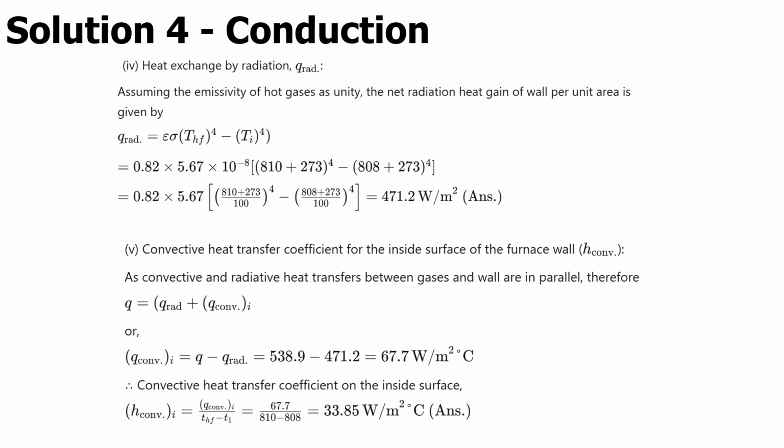Now, to find the convective heat transfer coefficient of the inside surface, we divide the convective heat flux by the temperature difference between the hot fluid and the inner surface. So 67.7 divided by 810 minus 808 yields approximately 33.85 watt per square meter degrees Celsius. This concludes our detailed solution for example 4.